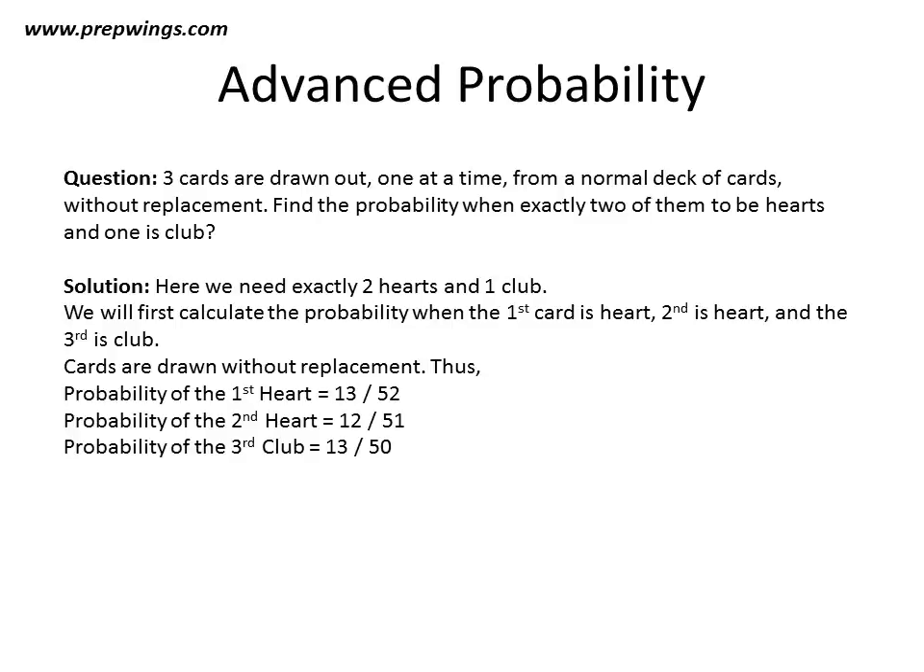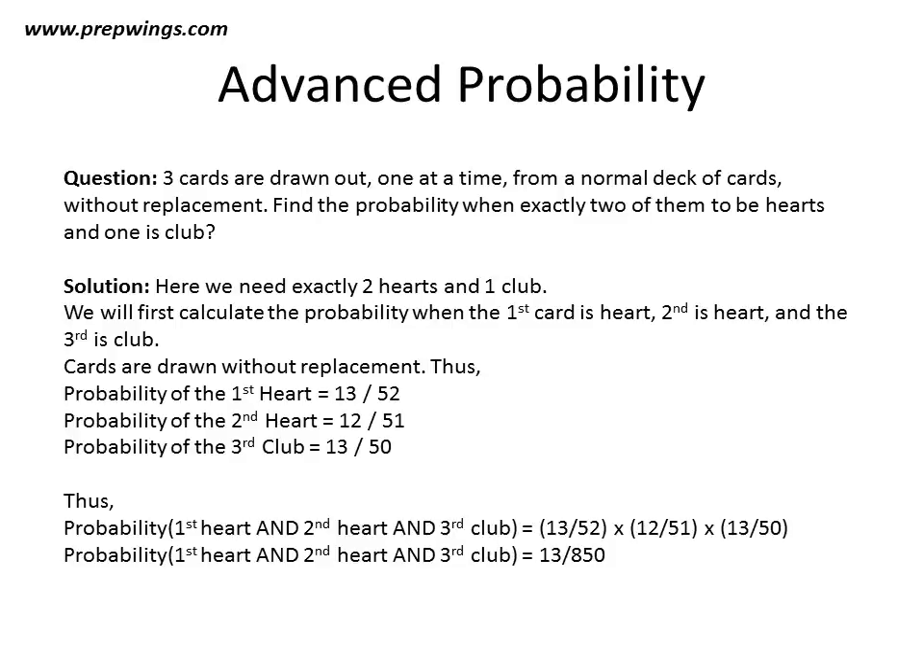of 50 cards now. So now we know that the probability of first heart and second heart and third club is calculated by multiplying the above 3 probabilities. That will be 13 by 52 into 12 by 51 into 13 by 50. So the probability of first heart and second heart and third club is equal to 13 upon 850.